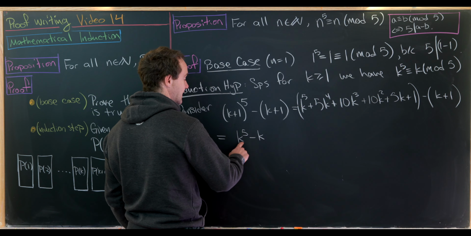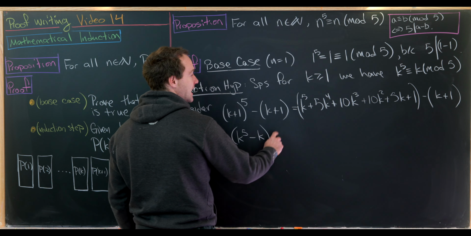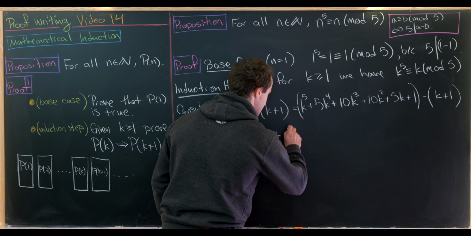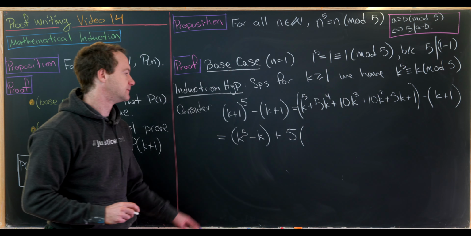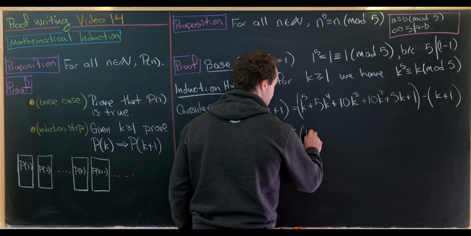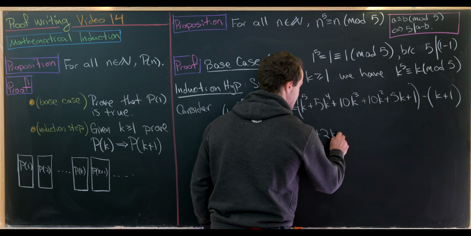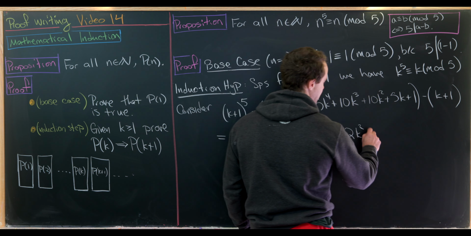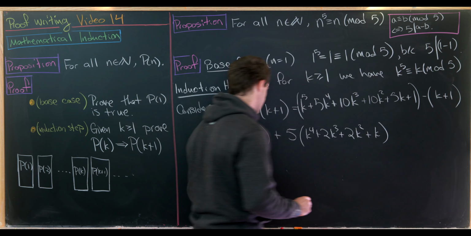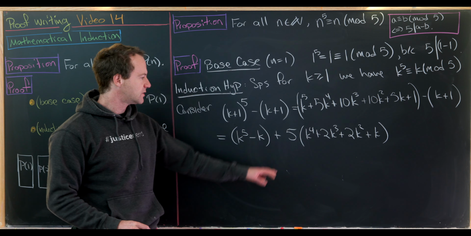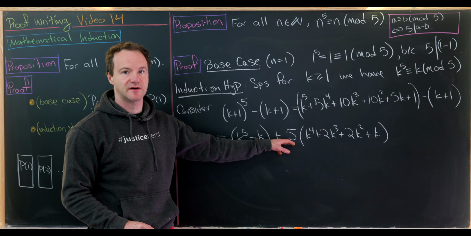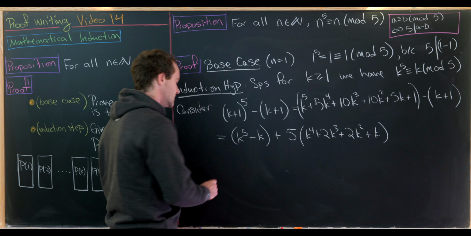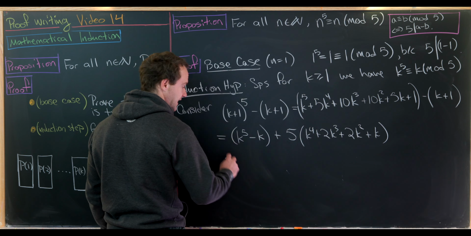Okay, so anyway, I've got k to the 5th minus k, and then everything left over will be a multiple of 5 because those 1's cancel. So let's factor a 5 out. So we'll have plus 5 and then k to the 4th plus 2k cubed plus 2k squared plus k. Okay, great. So that's the simplification that we've done here. But let's notice that this is most definitely a multiple of 5. And this is a multiple of 5 as well by the induction hypothesis. So in the end, we know that this whole thing is a multiple of 5.